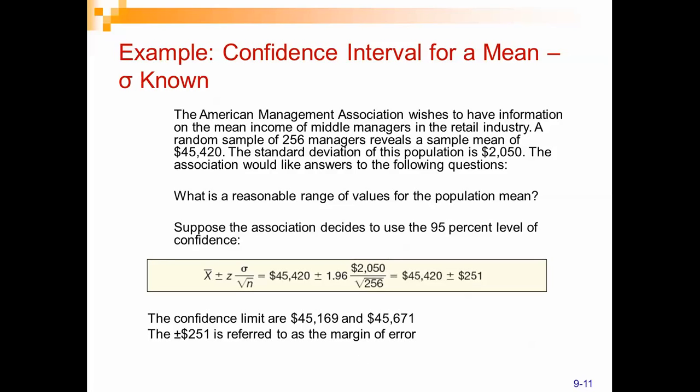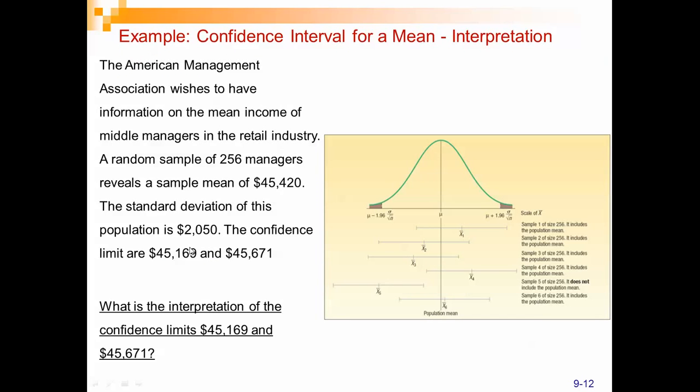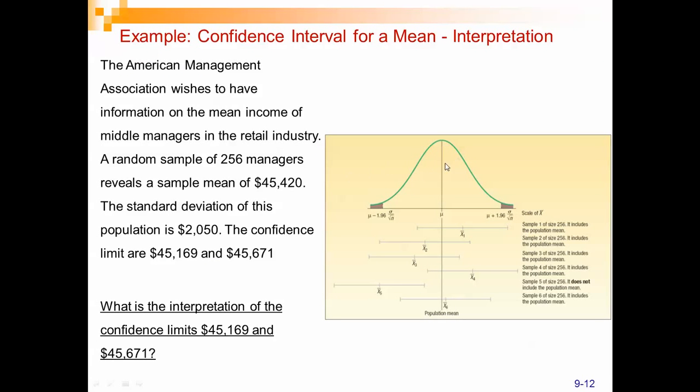So we can say with 95% confidence we estimate that the population mean is between $45,169 and $45,671. So what does this mean? Well, let's take a look. If we select many samples of the 256 managers and construct a 95% confidence interval, we could expect about 95% of those confidence intervals to contain the population mean. On the other hand, about 5% of the intervals we would expect not to contain the population mean, or the annual income, or mu.